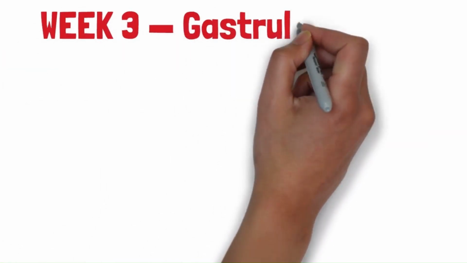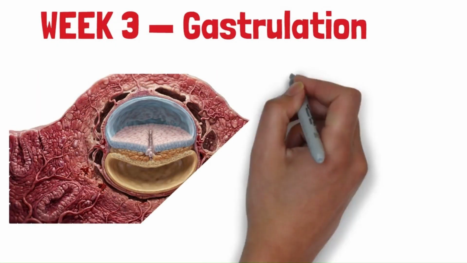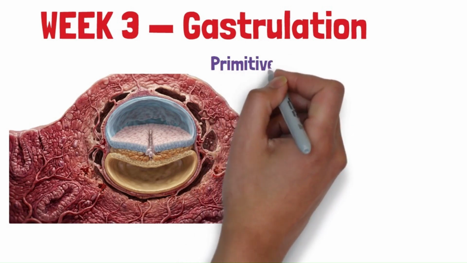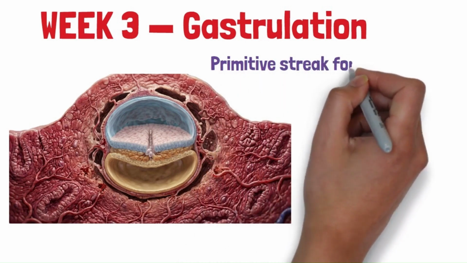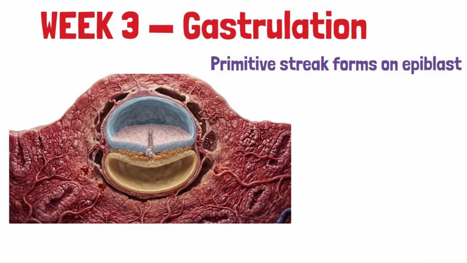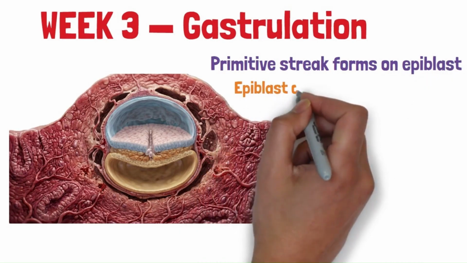Week 3 is when your embryo goes from 2 layers to 3, and this process is called gastrulation. It all starts with the primitive streak forming on the epiblast. Think of it as a groove running down the midline. Epiblast cells detach and dive down through that streak. We call this ingression, and they stream out to form new layers underneath.